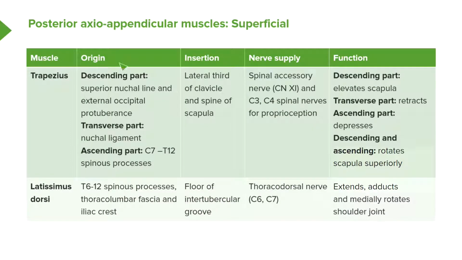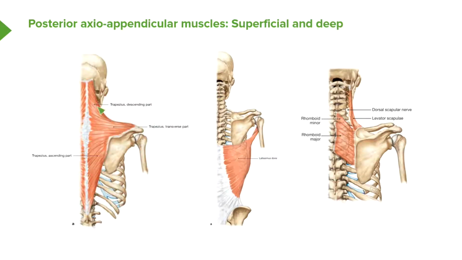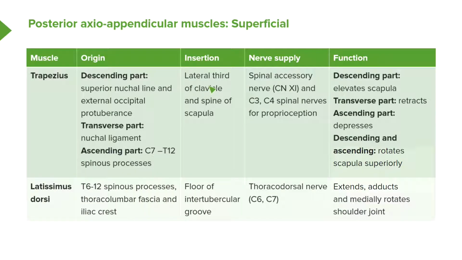We can see we've got a descending, transverse, an ascending part of trapezius, or a superior, middle, inferior part, and here we can see their specific origins. The nuchal line and external occipital protuberance for the descending part, the nuchal ligament for the transverse part, and the spinous processes of these vertebrae here for the ascending part. And they're passing towards the spine of the clavicle, attaching to the lateral third of the clavicle and the spine of the scapula. So these are attaching to this region.